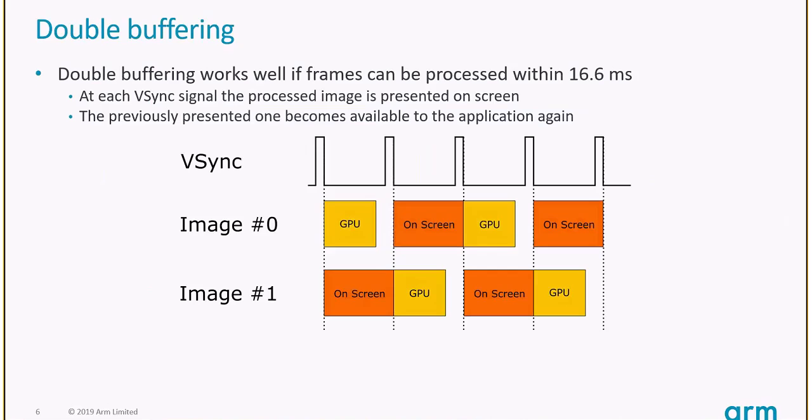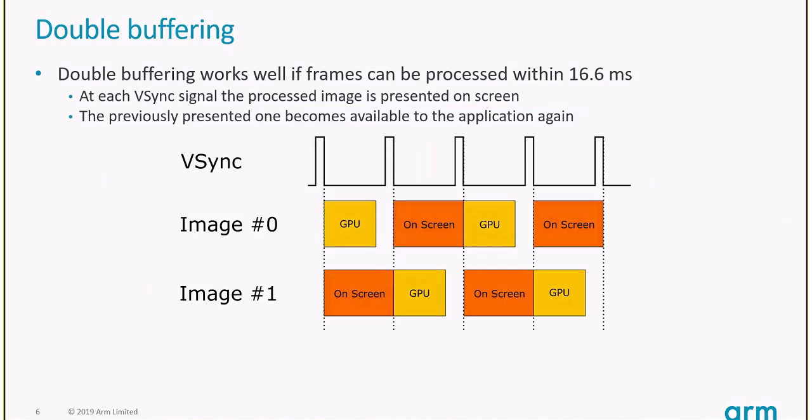Now, in the current slide, you can see a case of double buffering working well. And this is when the CPU and GPU processing of an image takes less than the vsync interval. In this case, vsync is usually 60 frames per second on Android, so the interval is 16.6 milliseconds. If the image is rendered within that interval, all goes well. So we see the GPU renders the image, then it goes on screen, then the GPU renders again, then it goes on screen, and that's how it's supposed to work.